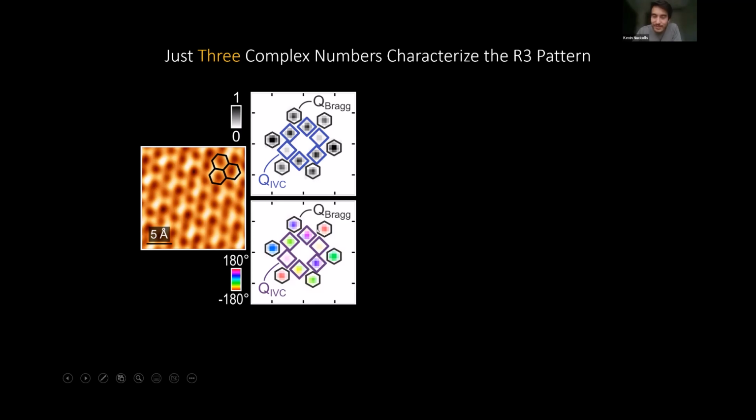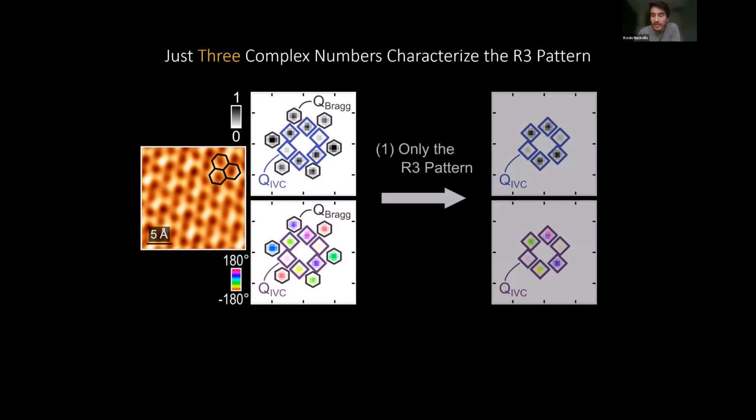There are a lot of subtleties in making sure that this phase is well defined. I will refer you to the paper and the supplement for all of this, and I will not discuss it right now. Just assume that this function is well defined and comparable in different locations in the Moiré superlattice. So here we have the FFT, and if we're just interested in the R3 pattern, we don't even need to discuss the Bragg peaks, so we can project them out and limit our search from 12 complex peak values to just 6.